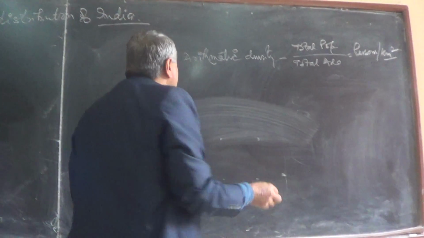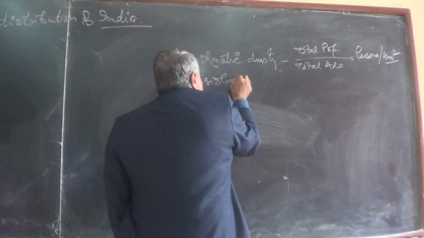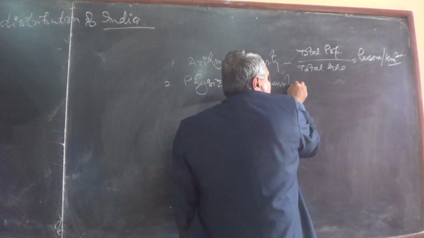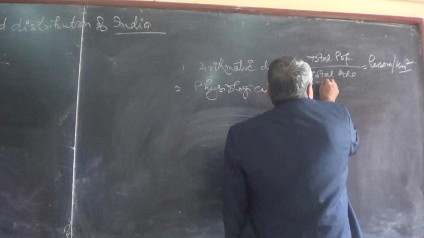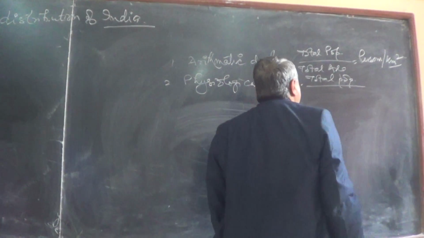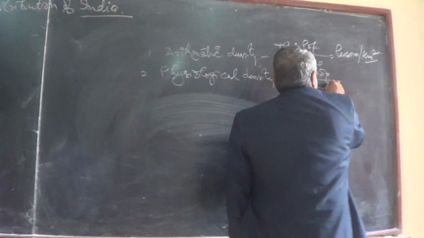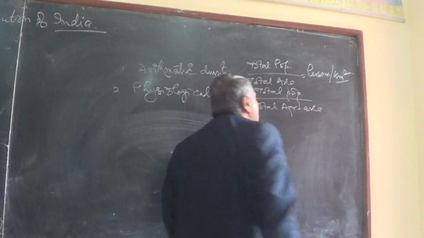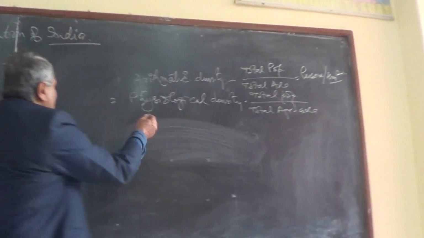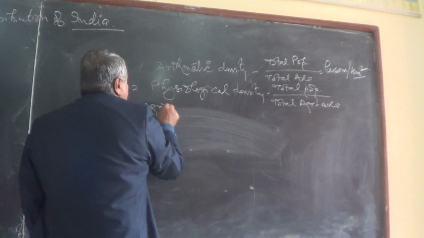Another is called physiological density. Physiological density means total population divided by total agricultural area, the total area under agricultural crops. Further, we have agricultural density.